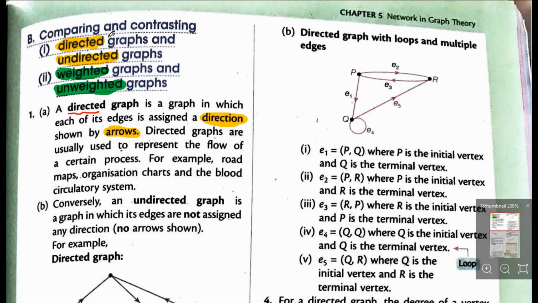Today, we will learn directed graph and undirected graph, weighted graph and unweighted graph. So first, what is a directed graph? From its name here, directed. Directed means we are given the direction.